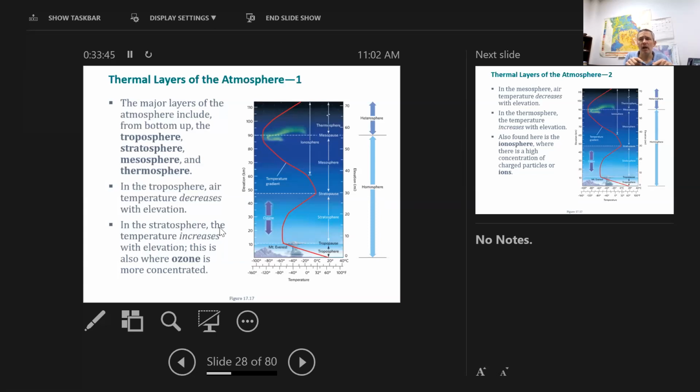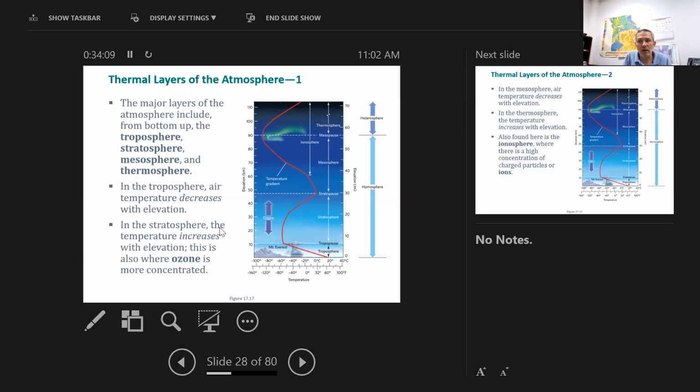What's going to happen above the troposphere is we end up with the stratosphere. Now, the word strata means layer, so we have a layered sphere above the troposphere. The boundary is called the tropopause, where the temperature pauses. And then in this next layer, what we have here is the stratosphere.